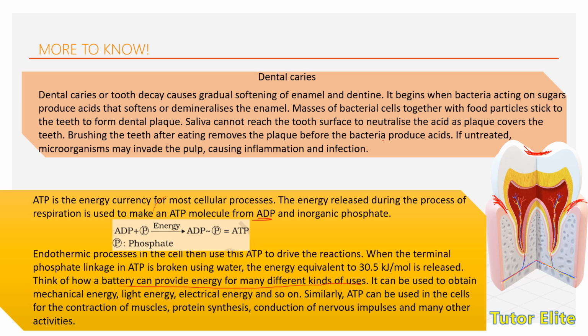Think of how a battery can provide energy for many different kinds of uses. It can be used to obtain mechanical energy, light energy, electrical energy, and so on. Similarly, ATP can be used in the cells for the contraction of muscles, protein synthesis, conduction of nerve impulses, and many other activities. ATP is adenosine triphosphate. Yes, our energy is stored in the form of ATP.